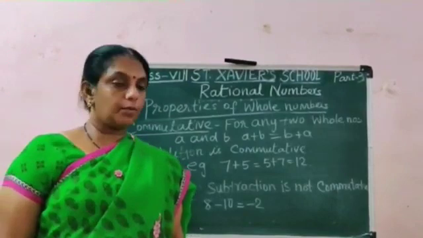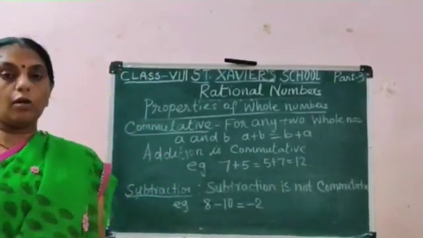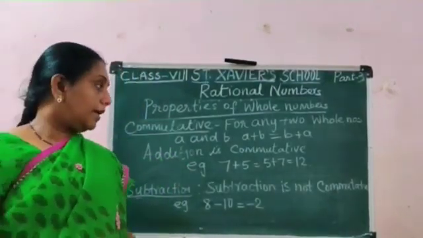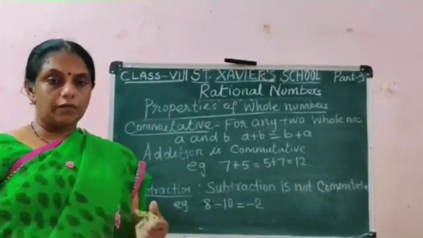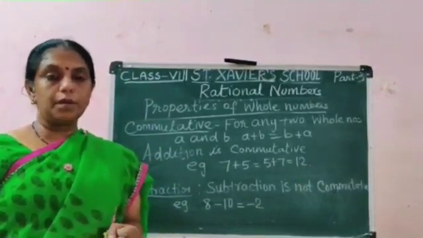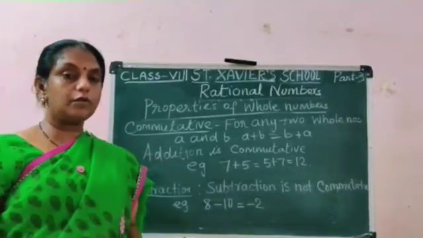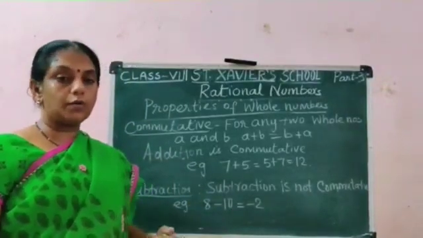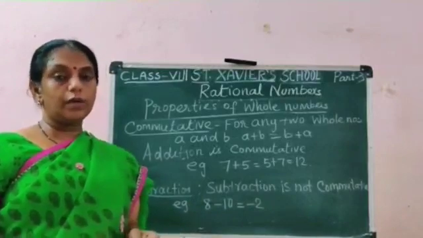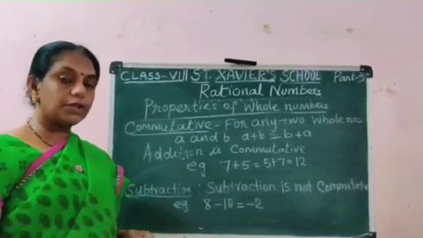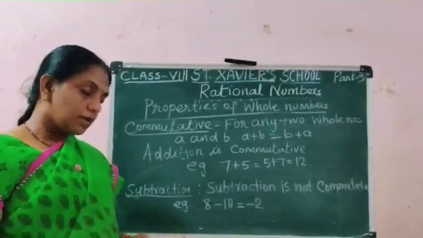And we will go for the next property, the commutative property of whole numbers. For any two whole numbers, if I take a and b, a plus b is equal to b plus a. Example: 7 plus 5 equal to 5 plus 7, that is equal to 12. In any order when you add, you will get the same answer. Therefore, addition is commutative.